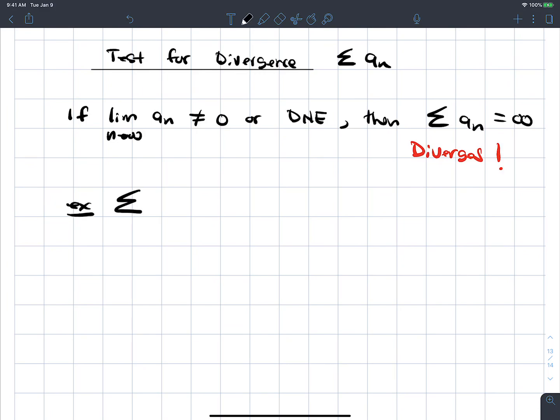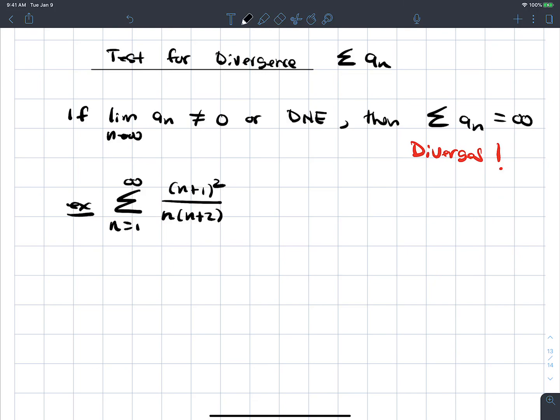The sum of maybe (n plus 1) squared over n times (n plus 2), n is 1 to infinity. We still have to see whether the series converges or diverges here.